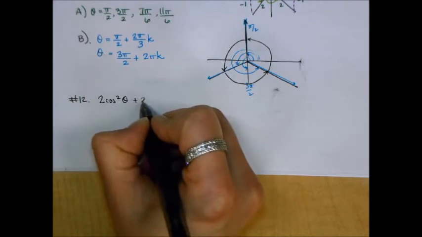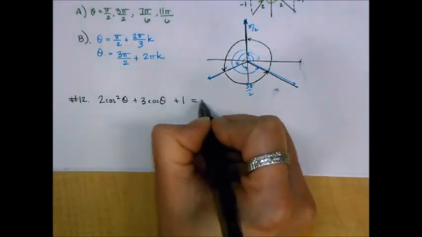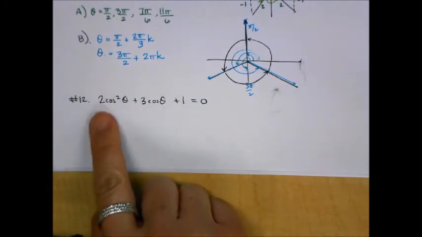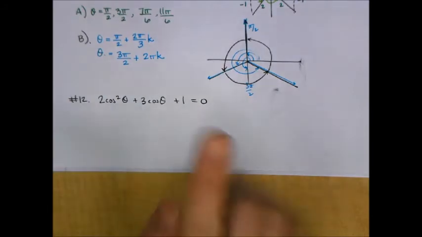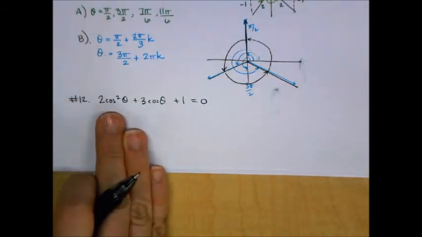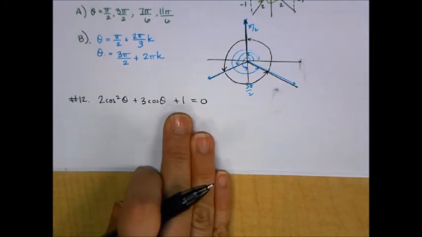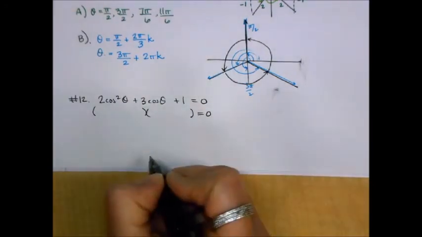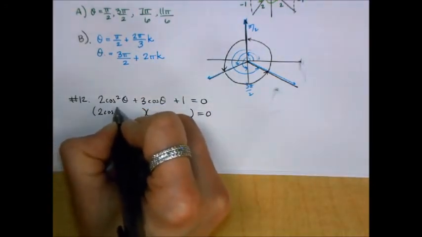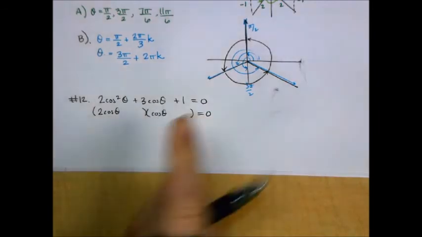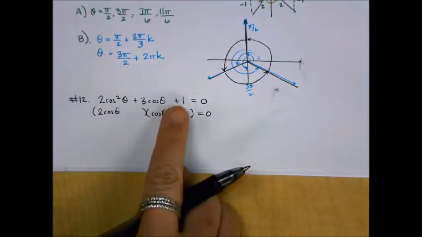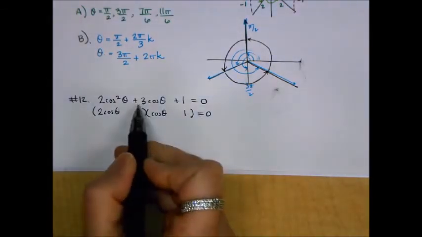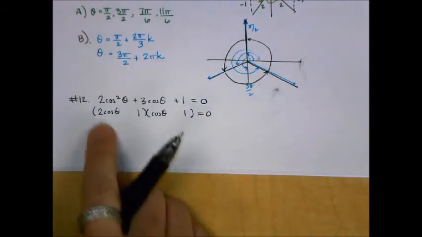So you might see here that it's in the form of a trinomial. So I have cosine squared, cosine to the first power, and a constant. So just like if it were 2x squared plus 3x plus 1, I want to factor it. So I'll set up the binomials. So we'll have 2 cosine times 1 cosine is 2 cosine squared. Only 1 times 1 gives me 1. And so in order to get the sum of 3, we have 2 times 1 on the outside, 1 times 1 on the inside, and adding 2 to 1 gives me 3.